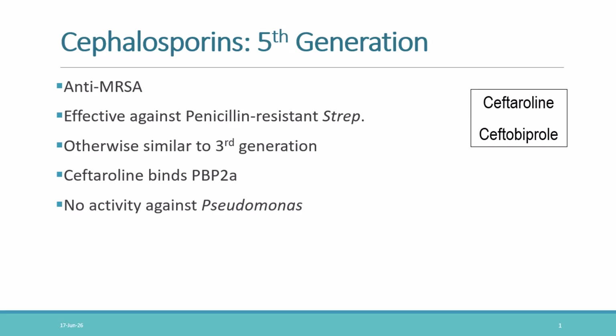In addition, fifth-generation cephalosporins remain effective against many streptococcal species, including strains with reduced susceptibility to penicillin. Their gram-negative activity resembles that of third-generation agents, although they generally lack activity against Pseudomonas aeruginosa. These agents represent an important example of how antibiotic development continues to evolve in response to bacterial resistance.